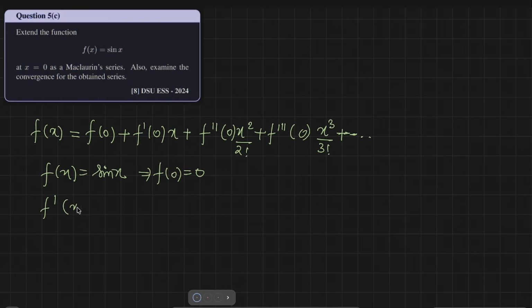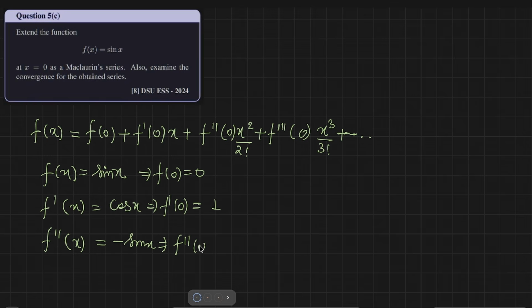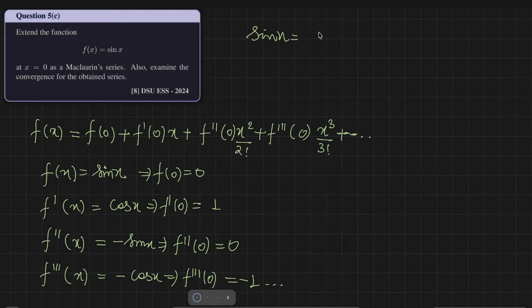Find f dash of x, it will be cos x, and the derivative at 0 will be 1. The second derivative will be minus sin x, and the second derivative at 0 will be 0. You can simply find it like this. Then the third derivative will be minus cos x, and the third derivative at 0 will be minus 1. Once you put all these values in this series, you will get the series sin x as x minus x cube upon 3 factorial plus x power 5 upon 5 factorial minus x power 7 upon 7 factorial, like this.